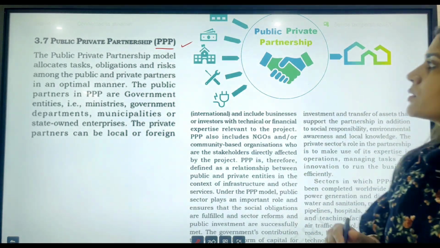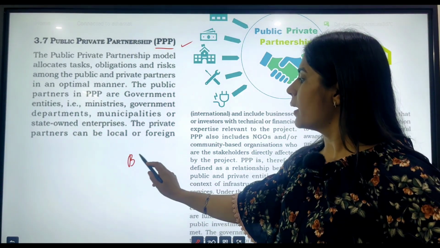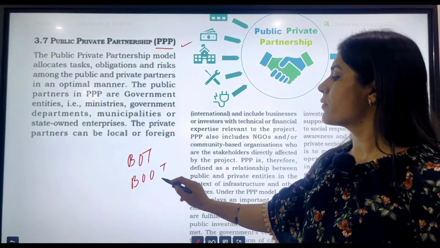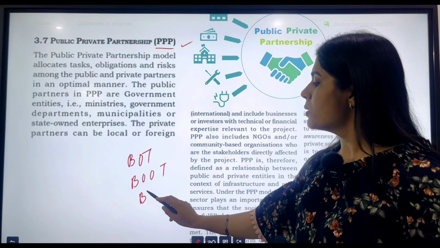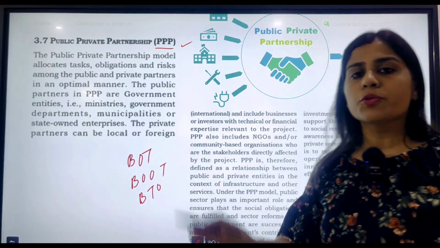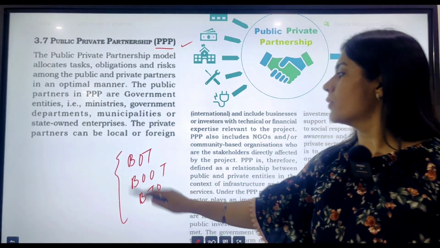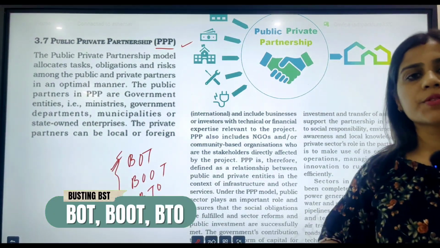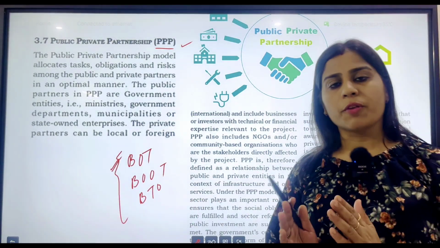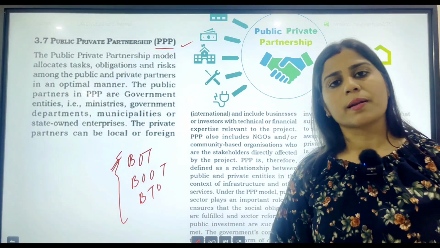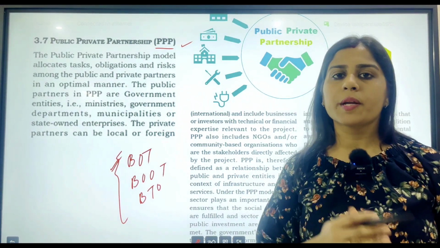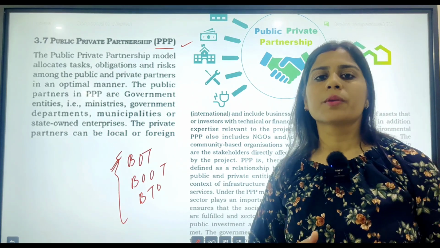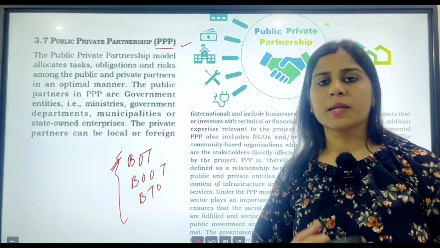So it is run under various systems. We have BOT, build, operate and transfer, or it can be build, own, operate and transfer, the BOOT system. It can also be BTO, build, transfer and operate. So these are the various forms of the PPP model. The most conventional form is build, operate and transfer, where for a fixed span of time the private players are allowed to build up the project and operate it for a while to recover all their expenses, and finally transfer the property to the government sector or public sector.